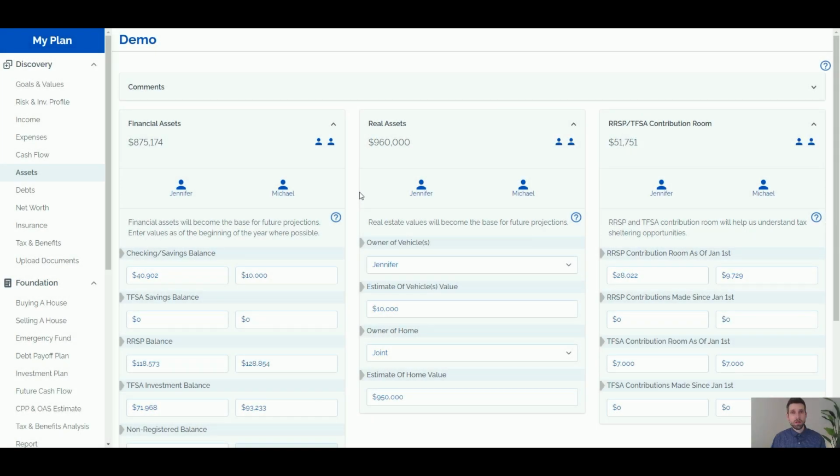Now in the asset section, we want to capture your asset information. So we've got financial assets, real assets in terms of vehicles, homes. If you owned a vacation or rental property, that would show up here as well. And we also want to capture RSP and TFSA contribution room. And if you don't own a home, you might see the first home savings account contribution room here as well.